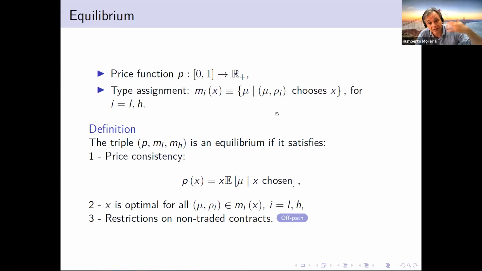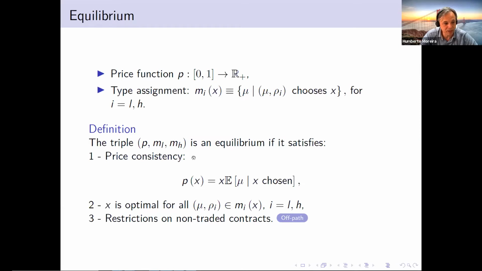Or you may have a continuous pooling, which is going to be an interval, or you may have a discrete pooling. Exactly, given one level of coverage, you're going to have exactly two types choosing that level of contract, right? So those are generally the possibilities of allocation here. So the equilibrium definition is this triple: the price and the type assignment for each risk aversion level.